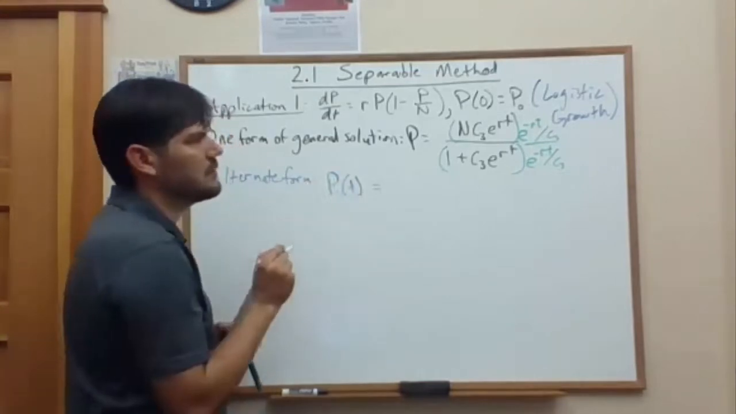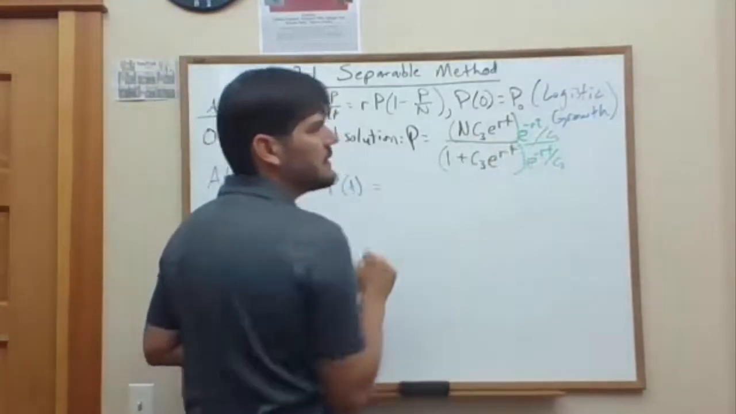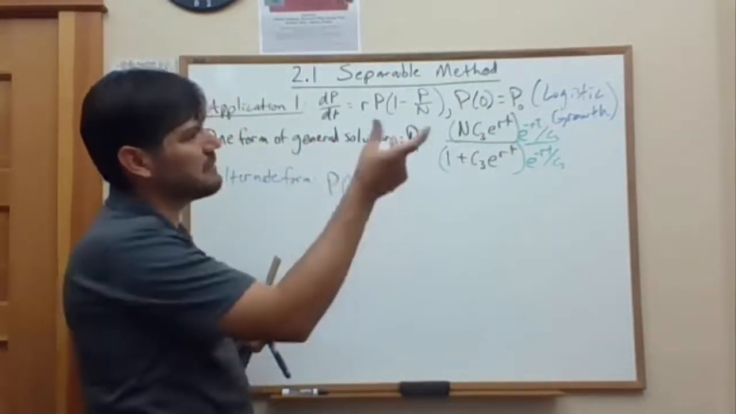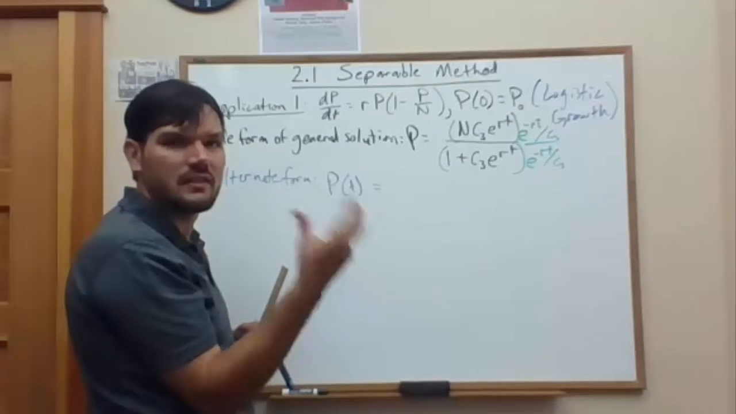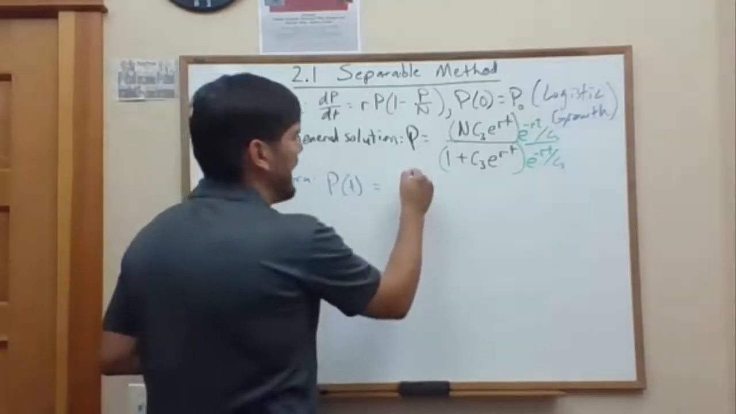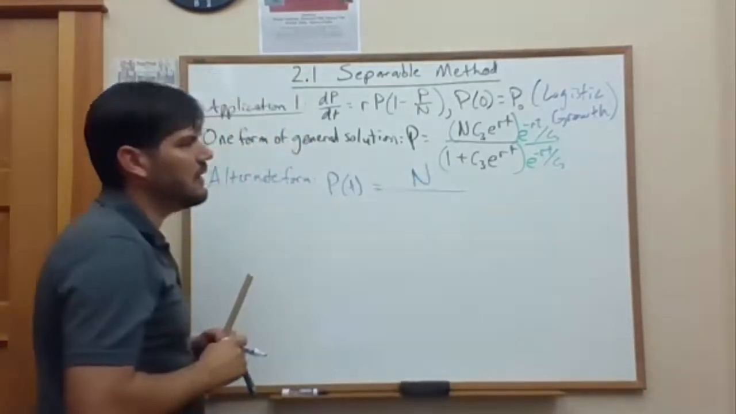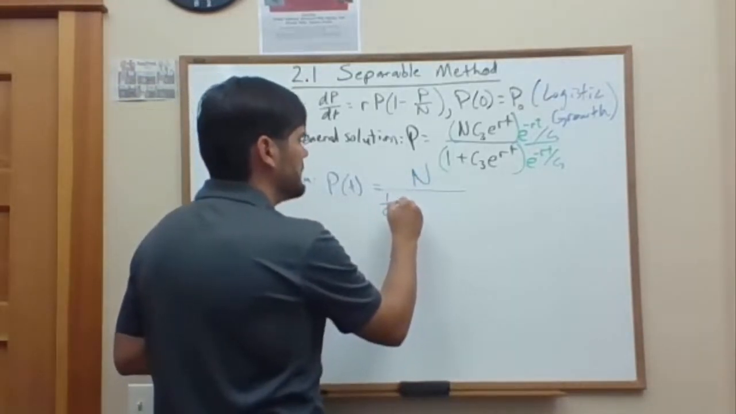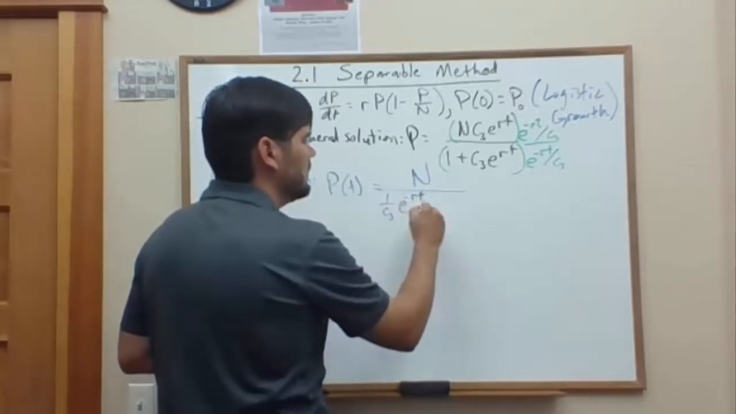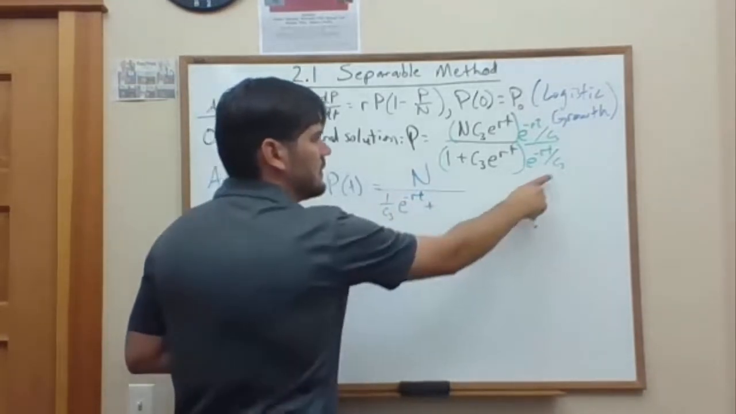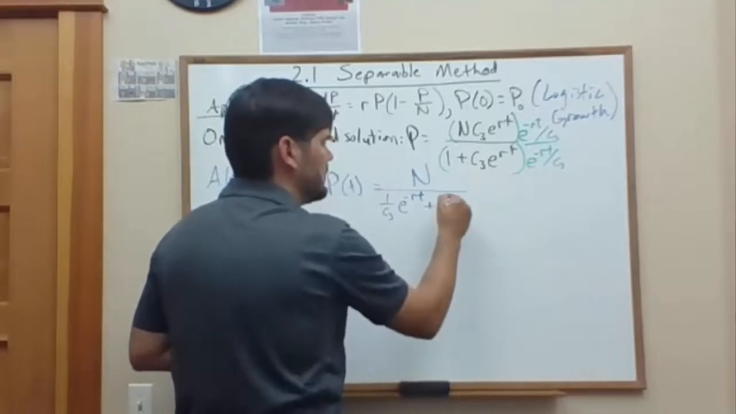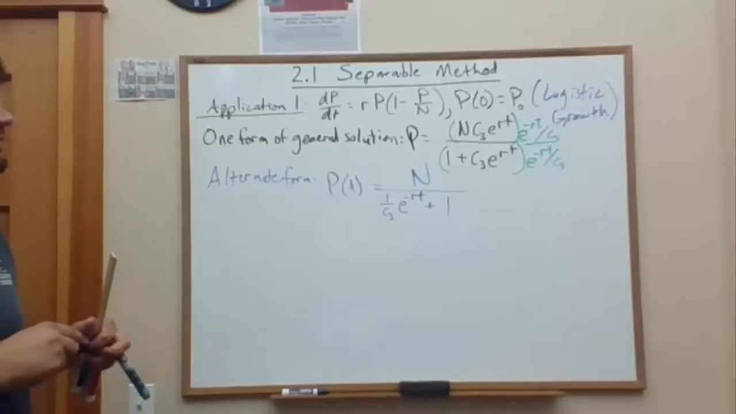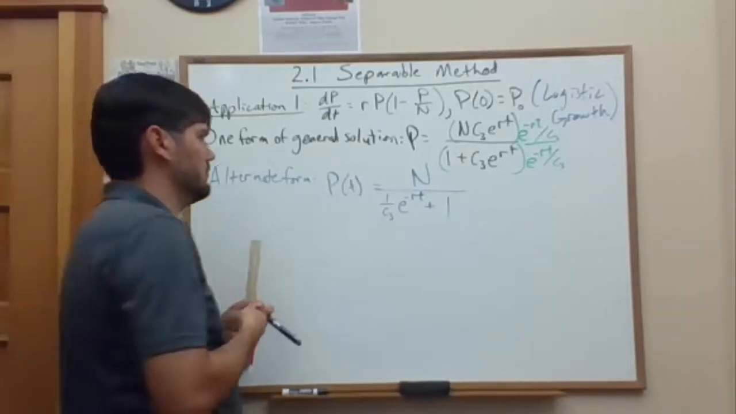P of t is equal to, on the top we cancel the c3's, our e to the rt times e to the negative rt will give us a 1 because we end up adding the exponents. Rt minus rt is 0, e to the 0 is 1, so we get N. On the bottom, we get a 1 over c3 times e to the negative rt plus, now the c3's cancel, the exponentials cancel, plus 1. So that's an alternate. Now that's not quite optimal, but it's close.